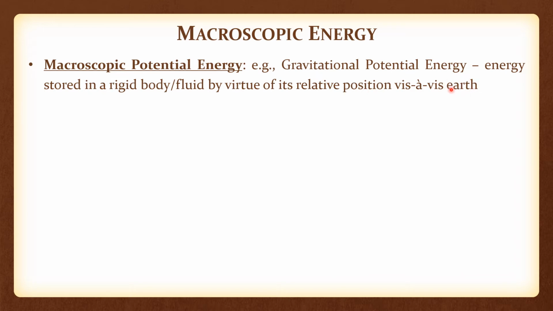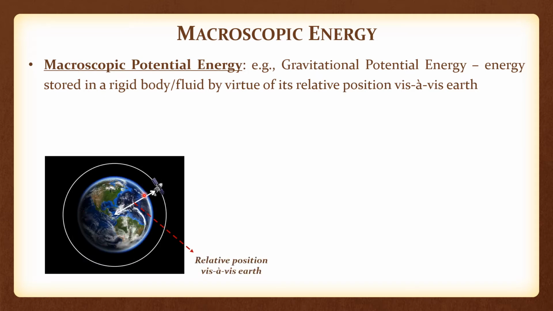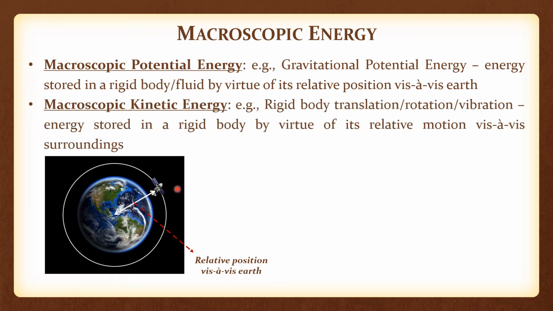So here is one macroscopic system. Here is another macroscopic system. By virtue of the relative position of this system vis-a-vis that system, you store energy in the system that you call gravitational potential energy. So here there is this Earth, and suppose there is a satellite at a certain distance from Earth's center, and therefore vis-a-vis that Earth, the satellite has a gravitational potential energy stored in it, and this of course is undergoing a rotational motion which has to do with the kinetic energy.